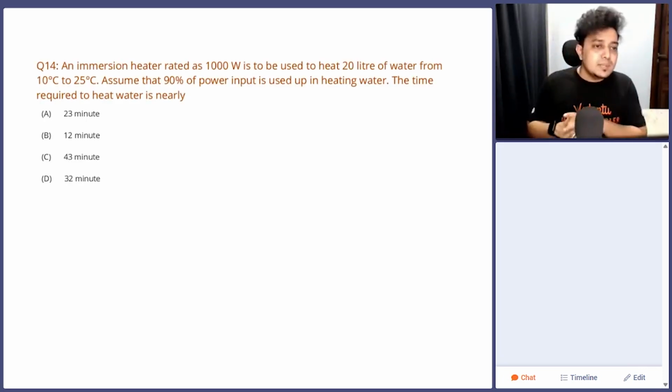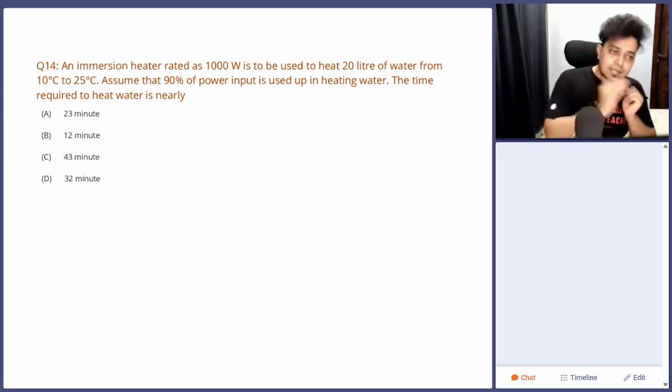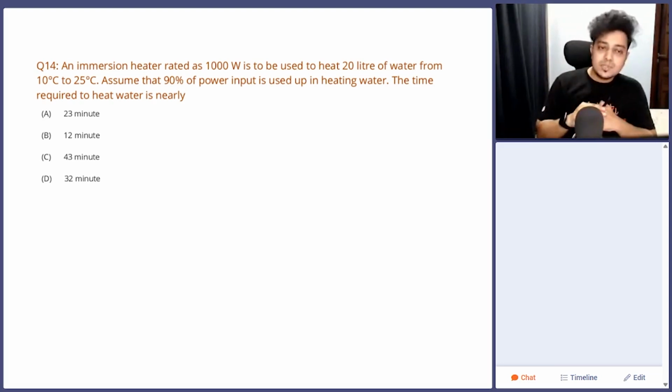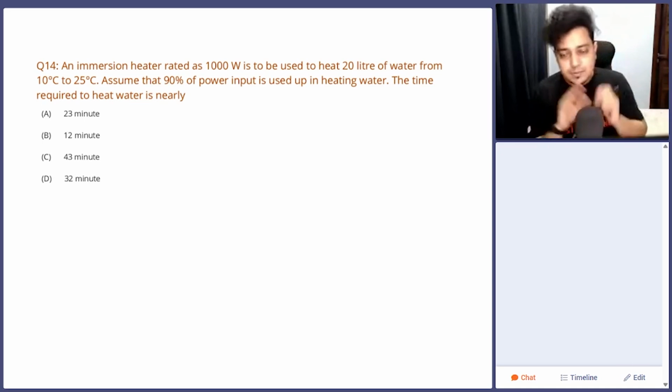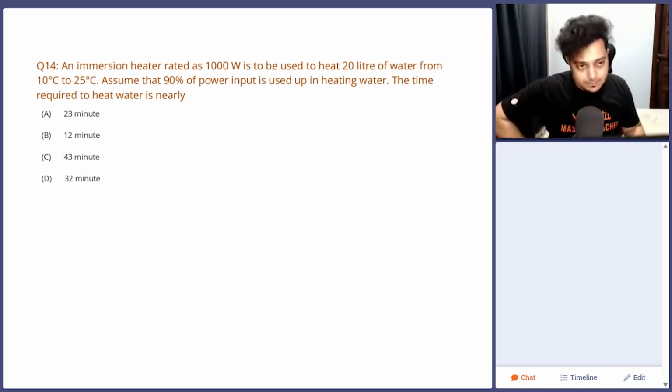Moving on. An immersion water heater, 1000 watt, is to be used to heat 20 liter of water from 10 degrees Celsius to 25 degrees Celsius. Assume that 90% of the power input is being used in heating the water. So we have to assume efficiency to be 90%. Then the time required to heat this water will be nearly equal to.